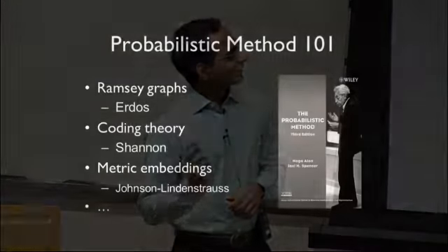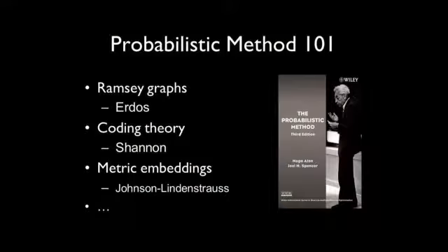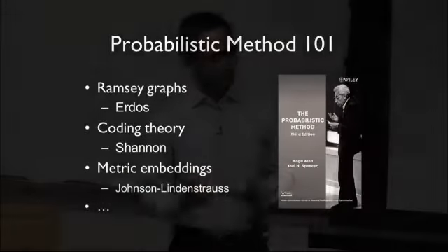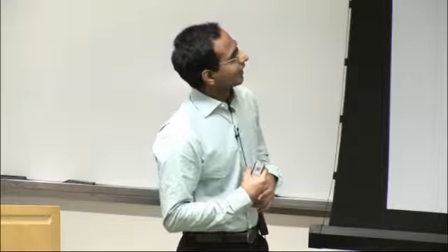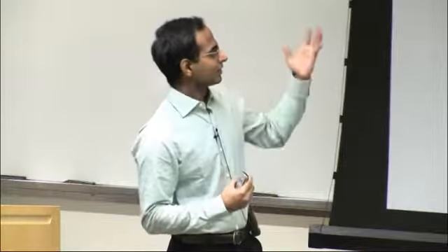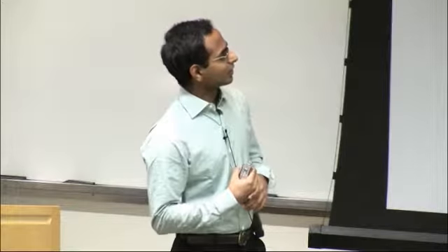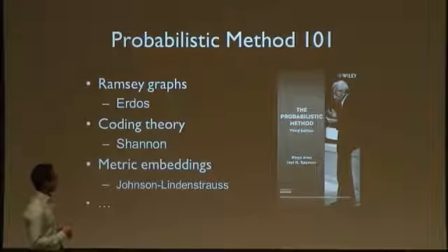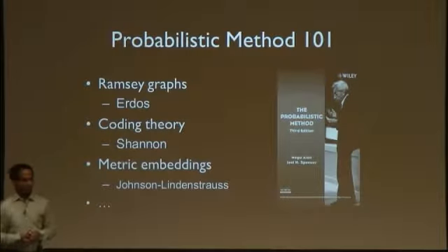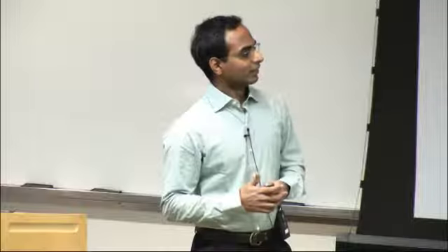Okay. So despite its simplicity, it's amazingly effective in the probabilistic method. And some notable examples are the original application of the method by Erdős to showing the existence of very good Ramsey graphs. And Shannon, who also used it to show the existence of very good error correcting codes. Johnson-Lindenstrauss, who used it to show the existence of very good metric embeddings, and so on. There are many other such applications, as can be seen in this beautiful book by Alon and Spencer.